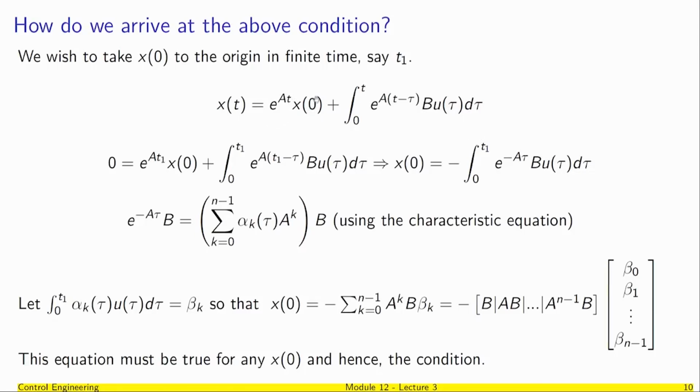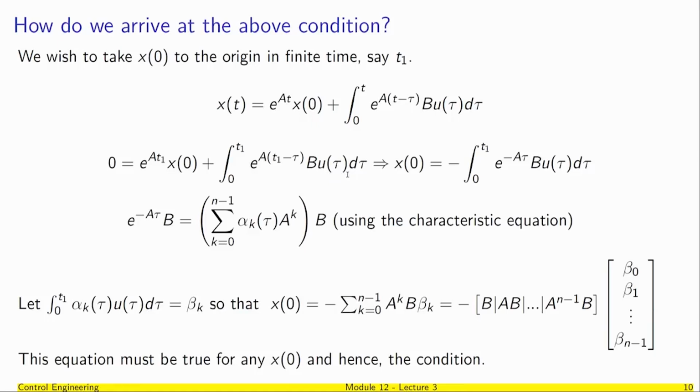Given any initial condition, assume that I want to reach the origin in some time t1. I will ask when does the solution exist. Looking at this expression, I know the initial condition x naught, I know the initial time t naught, and I also know the matrices A and B. All I want to find out is whether I can reach the origin starting from any arbitrary initial condition by application of some control. So, this is the unknown.